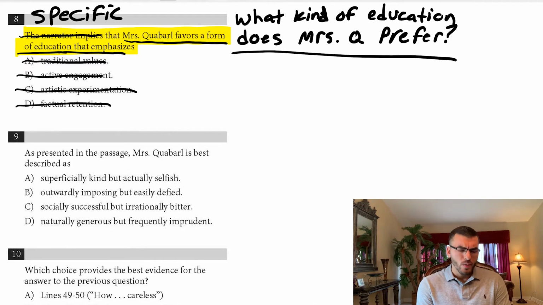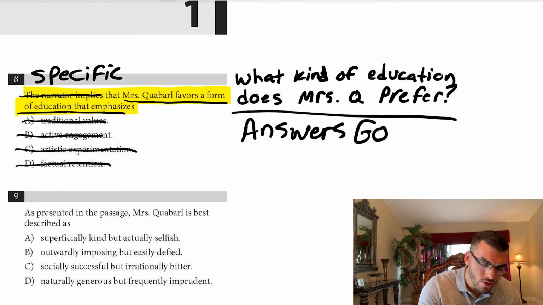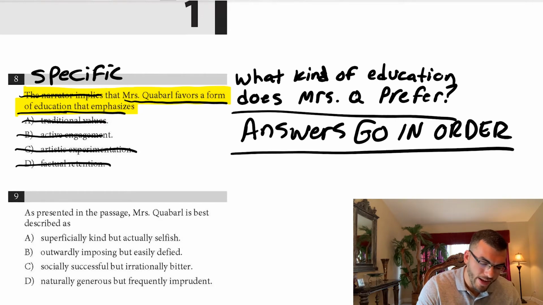So we have our rephrased question, but we don't have a line reference. Where do we go back into the passage to see where it talks about Mrs. Q and education? Those are the key words. Do we go back to the beginning of the passage and start reading the whole way down? Heck no. The answers go in order. Super important for you to remember that. It'll save you so much time.